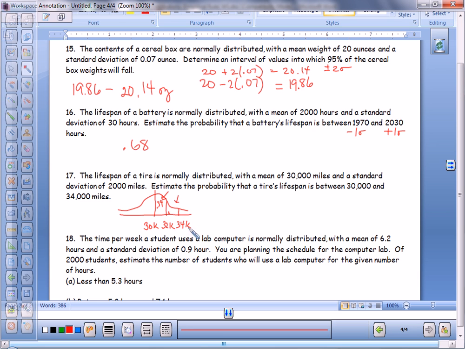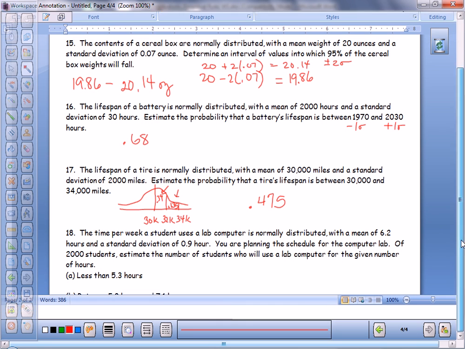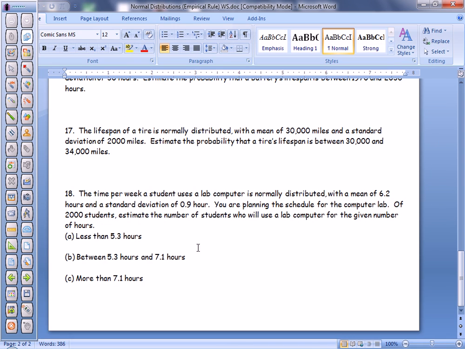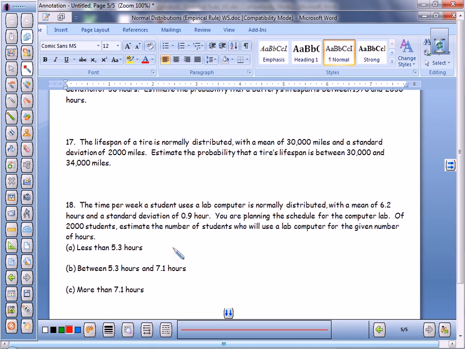Okay, that's 0.135. And when we add these two together, this gives us 0.475. Okay, let's take a look at the last two. All right, this one we're going to take the probability of 0.8 times the 2,000, and this gives us 320 students.